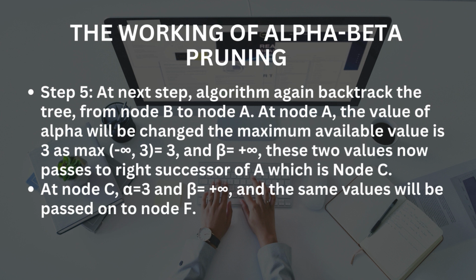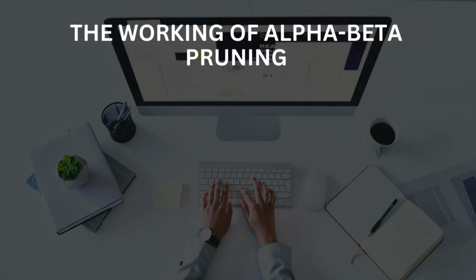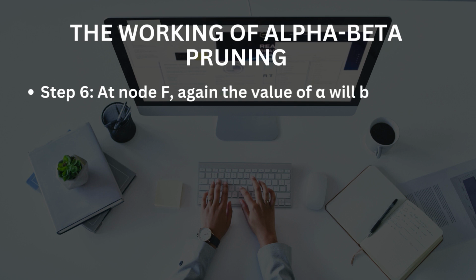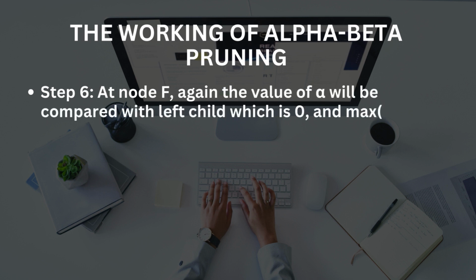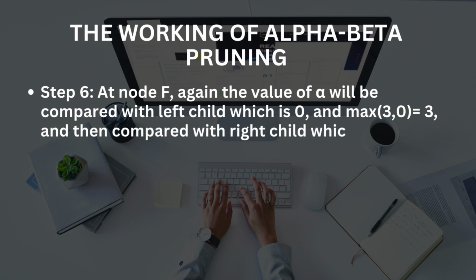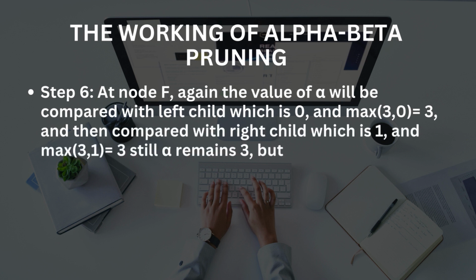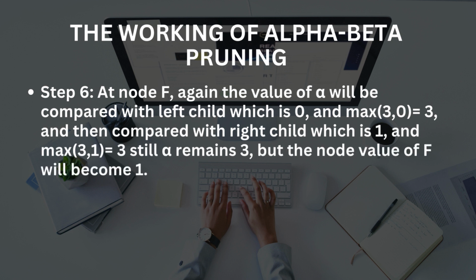At node C, alpha is equal to 3 and beta is equal to plus infinity, and the same values will be passed on to node F. Step 6, at node F, again the value of alpha will be compared with the left child, which is 0, and max of 3, 0 is 3. Then compare with the right child, which is 1, and max of 3, 1. We have to compare 3 and 1, so we will get the max value 3. Alpha remains 3, but the node value of F will become 1.